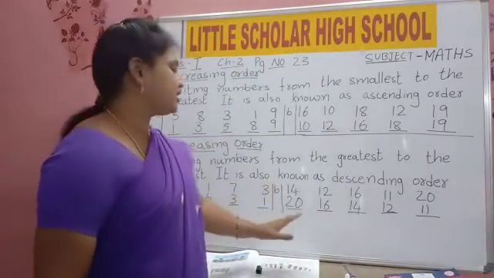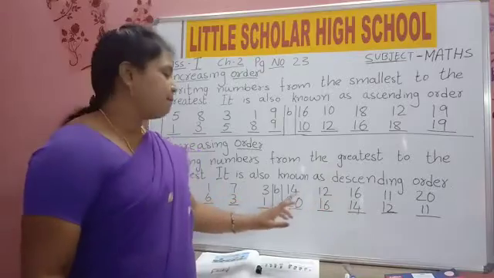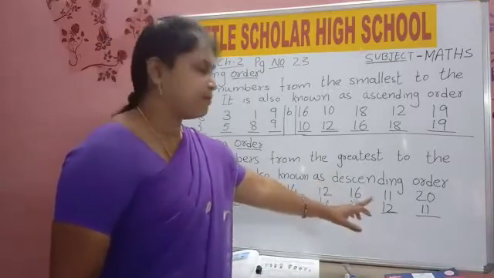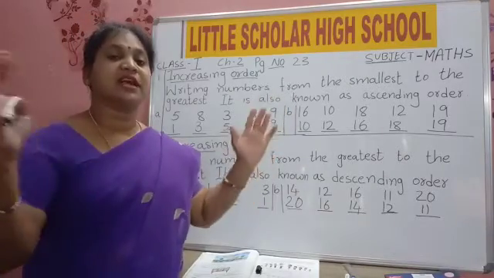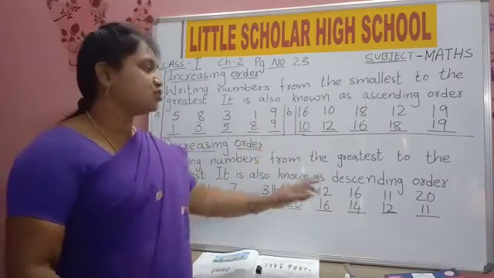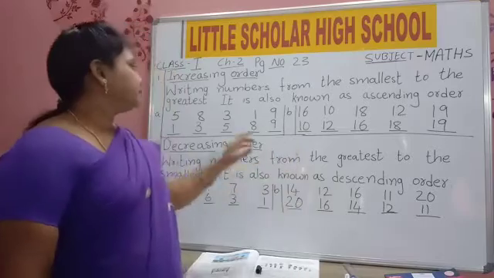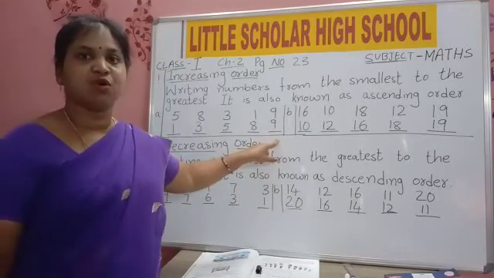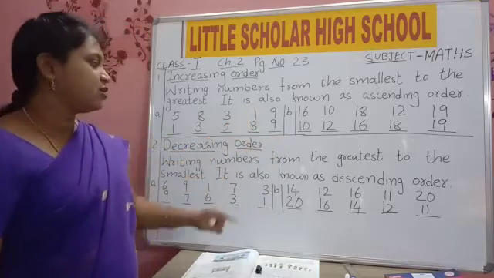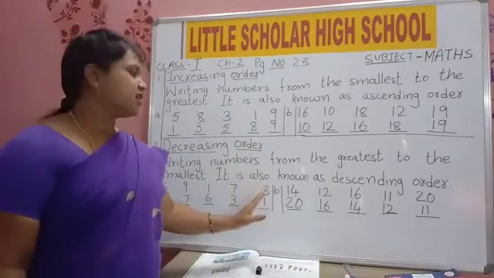Like this you will write greatest to the smallest. Big number to the small number. Arranging the numbers from greatest to the smallest. Greatest to the smallest is known as descending order. Here small to big is known as ascending order. Small to big is known as ascending order. Big to small is known as descending order.